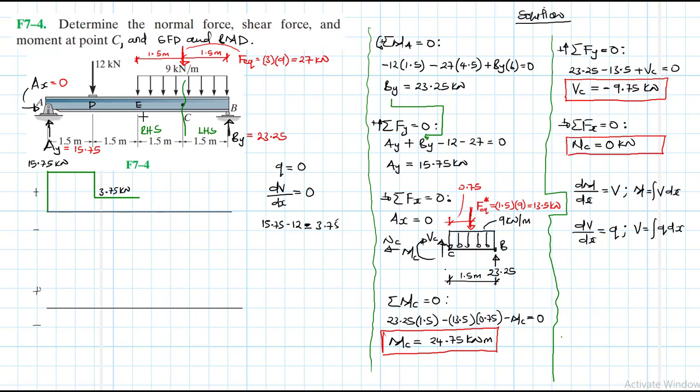The moment we reach E, just before the loading there, this straight line just goes to just before the 9 kilonewtons loading starts. At that point, we have a different behavior. Our distributed load Q is equal to 9.